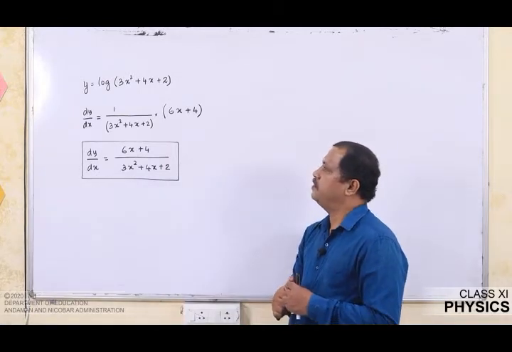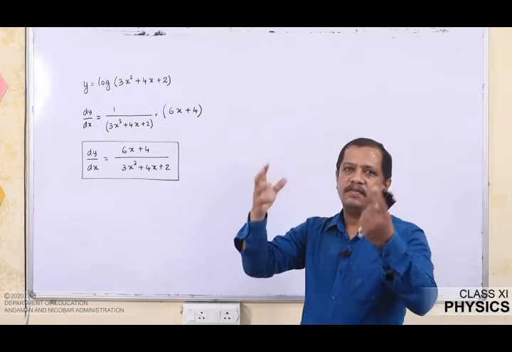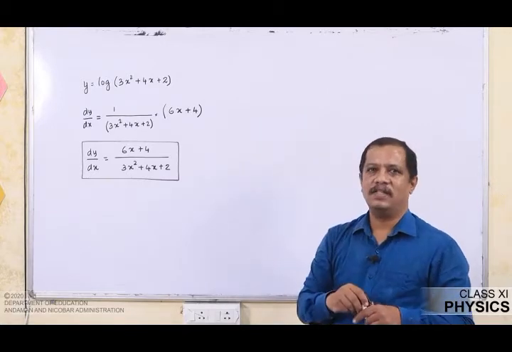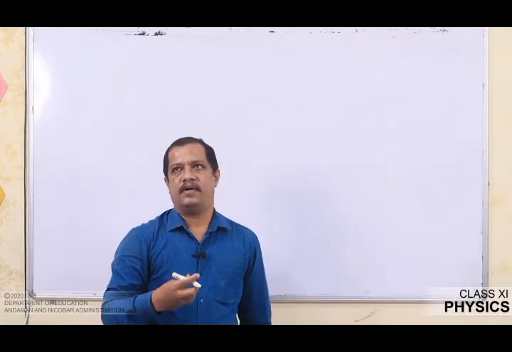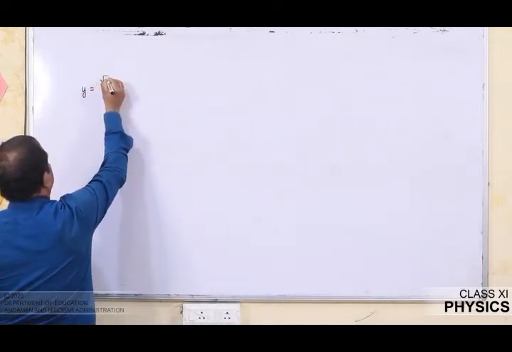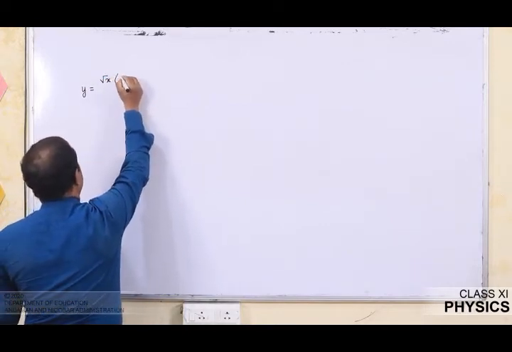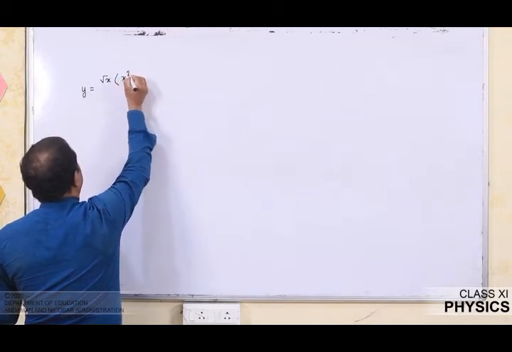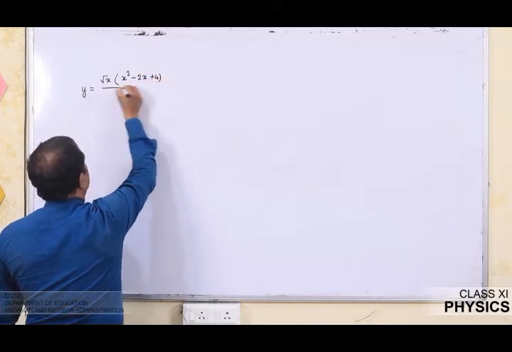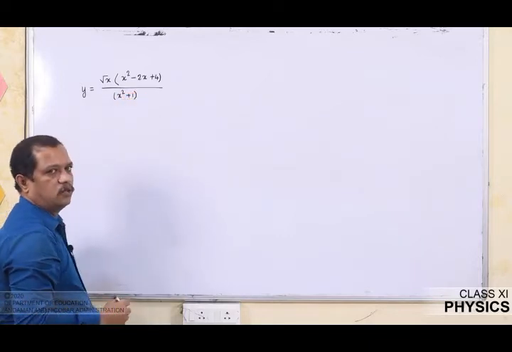Now, I am going to differentiate one function which is going to have both a product of functions and also a quotient of functions. Let us try to solve one such function. Let us say the function is y is equal to root x times (x square minus 2x plus 4) over (x square plus 1). So, this is the function given to me.